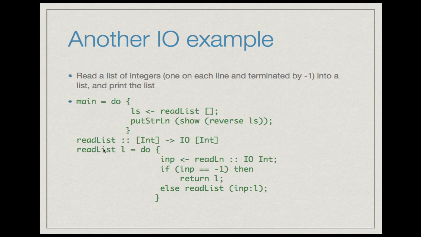Here is the description of readList. readList L equals do, read a line as an integer. This you denote by saying readLn :: IO Int, bind the return value to input. If input is -1, then there is nothing more to do. So you just return L, which is the list that was provided as input. Else, you have read the input, you add the input to the list by saying input : L, you add it to the head of the list, and you proceed with the readList function, presumably reading more input.